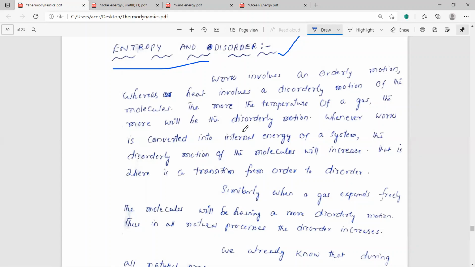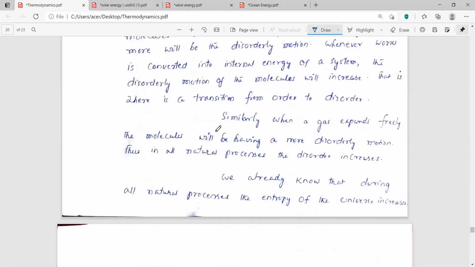For example, if you heat a gas, then the molecules in the gas absorb the heat energy and their kinetic energy increases, and their random motion increases. That means the system's disorder increases. So the entropy of that system increases. So we can also say that entropy is a measure of the degree of molecular disorder.